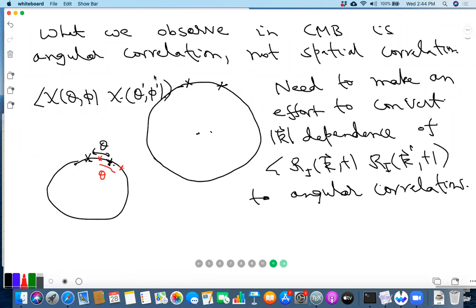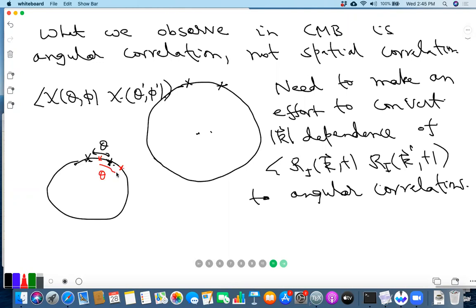Because from the quantum mechanical viewpoint, this expectation value should have been computed at a fixed angle, averaging over many copies of the universe. But of course, you don't have many copies of the universe, so the best we can do is to do the averaging by shifting the origin. Is this clear?